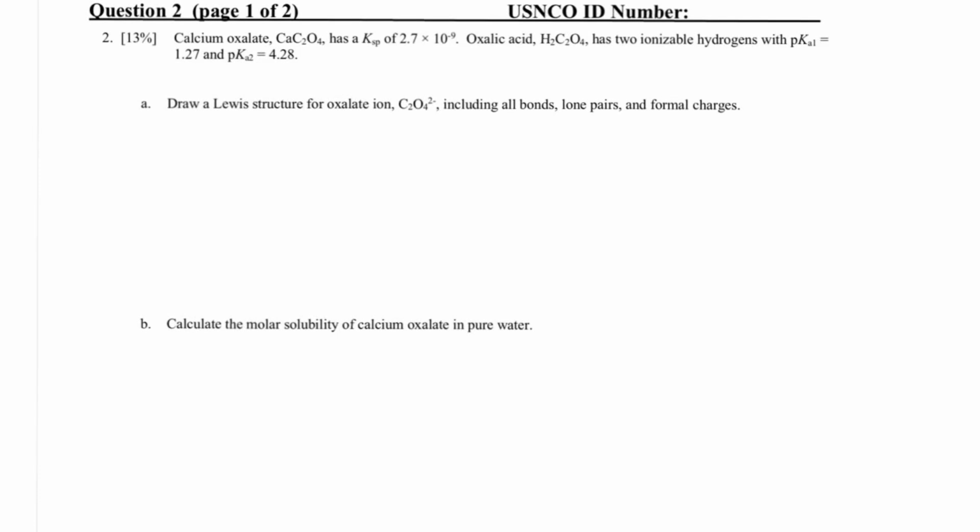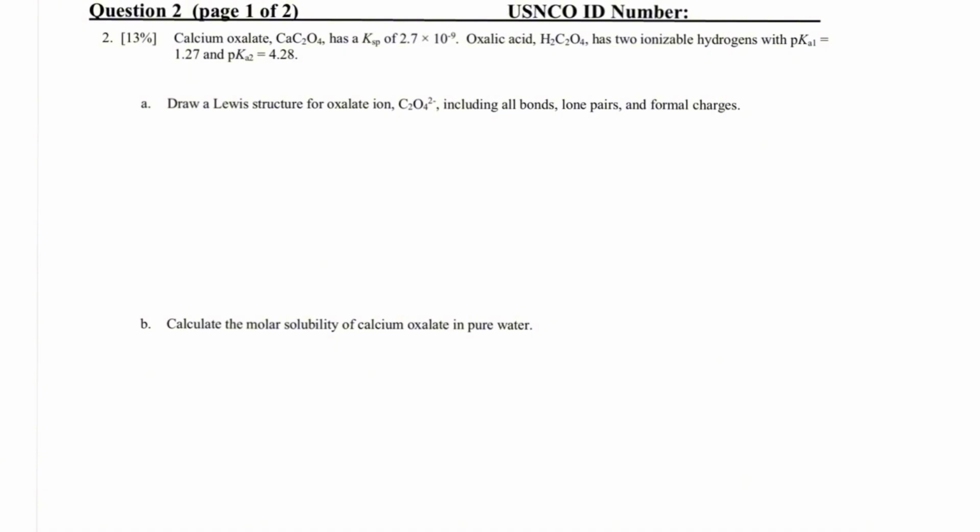Hey everyone, in this video we're going to work through question 2 from the 2025 USNCO second round. This problem focuses on solubility equilibrium and acid-base chemistry. I'm going to explain this step by step, explaining not just the calculations but also the chemistry behind them. So let's start. In the first question, we just need to draw a Lewis structure for the oxalate ion.